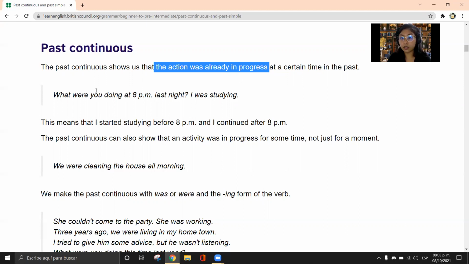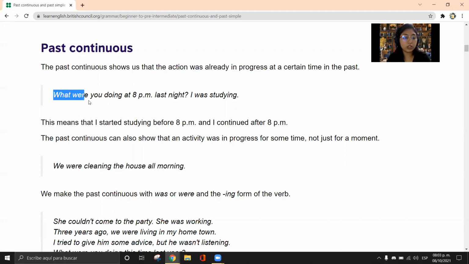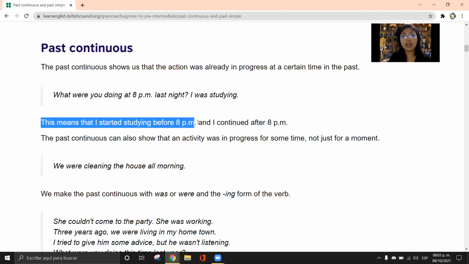So we have questions and answers like, what were you doing at 8 p.m. last night? I was studying. So probably this person started to study before 8 p.m. and then continued to do it when it was 8, and probably even after it was 8. So I was studying during that time. Like I said before, this means that I started studying before 8 p.m. and I continued after 8 p.m.